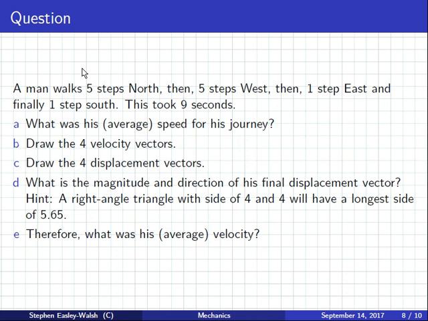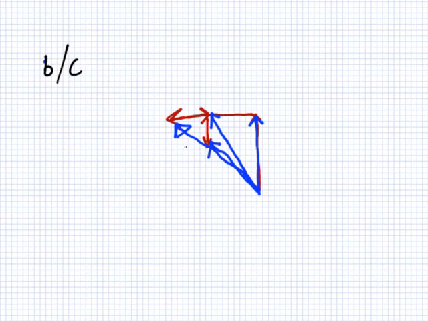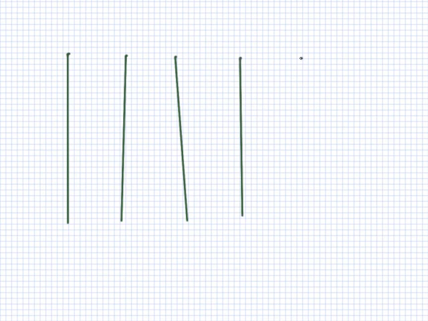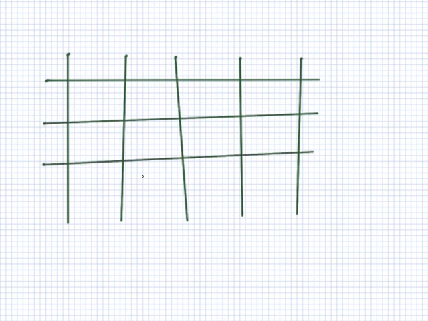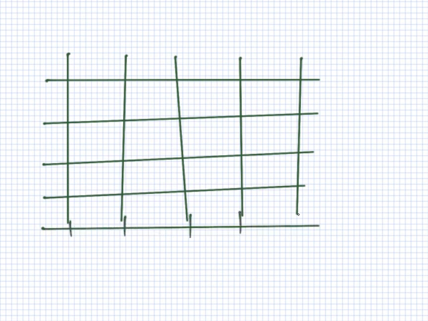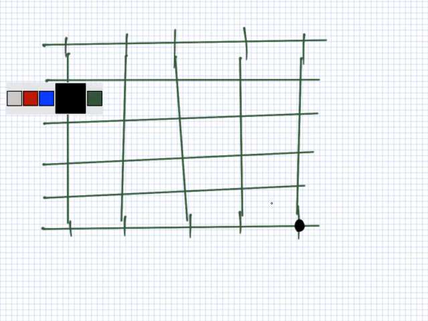I'll let you try the next part. I want to know the magnitude and direction of the final displacement vector. The final one was this last one I drew. Just to help you a little bit, I'll make a grid. 1, 2, 3, 4, 5. 1, 2, 3, 4, 5. Right, so the man started here, then he went 5 meters north, 5 meters west, 1 meter east, and finally 1 meter south.